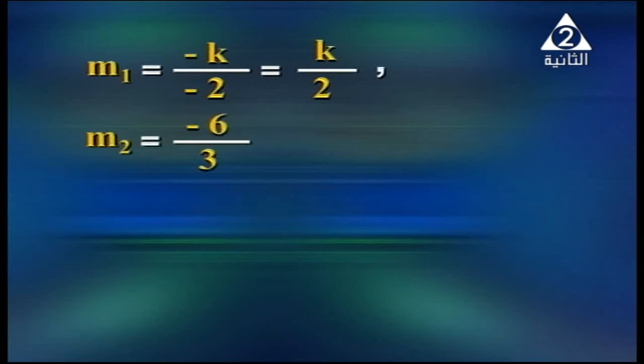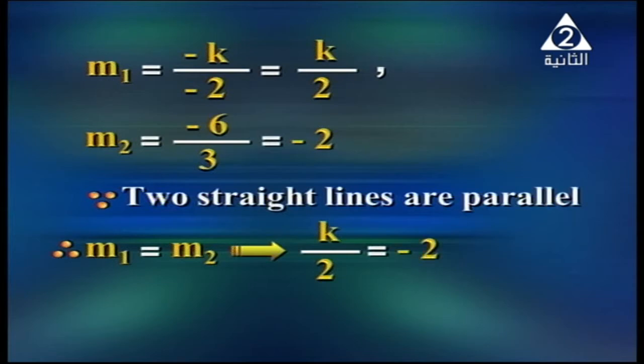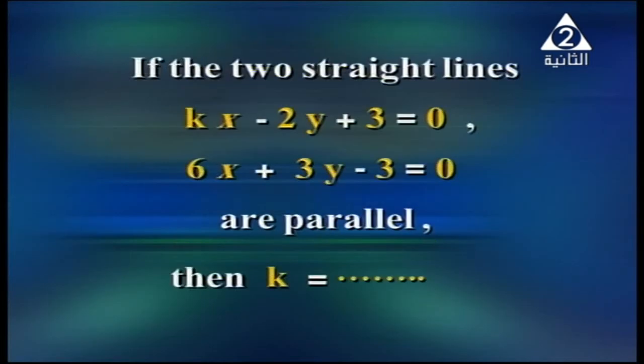So m2 equals negative coefficient of x, which is negative 6, over coefficient of y, which is 3, to obtain a result of negative 2. What about the two slopes? They are equal as the two straight lines are parallel. So m1 will be equal to m2. In this case, we can say that k over 2 equals negative 2. And here we can say that k equals negative 4. So we can say that k will be negative 4.